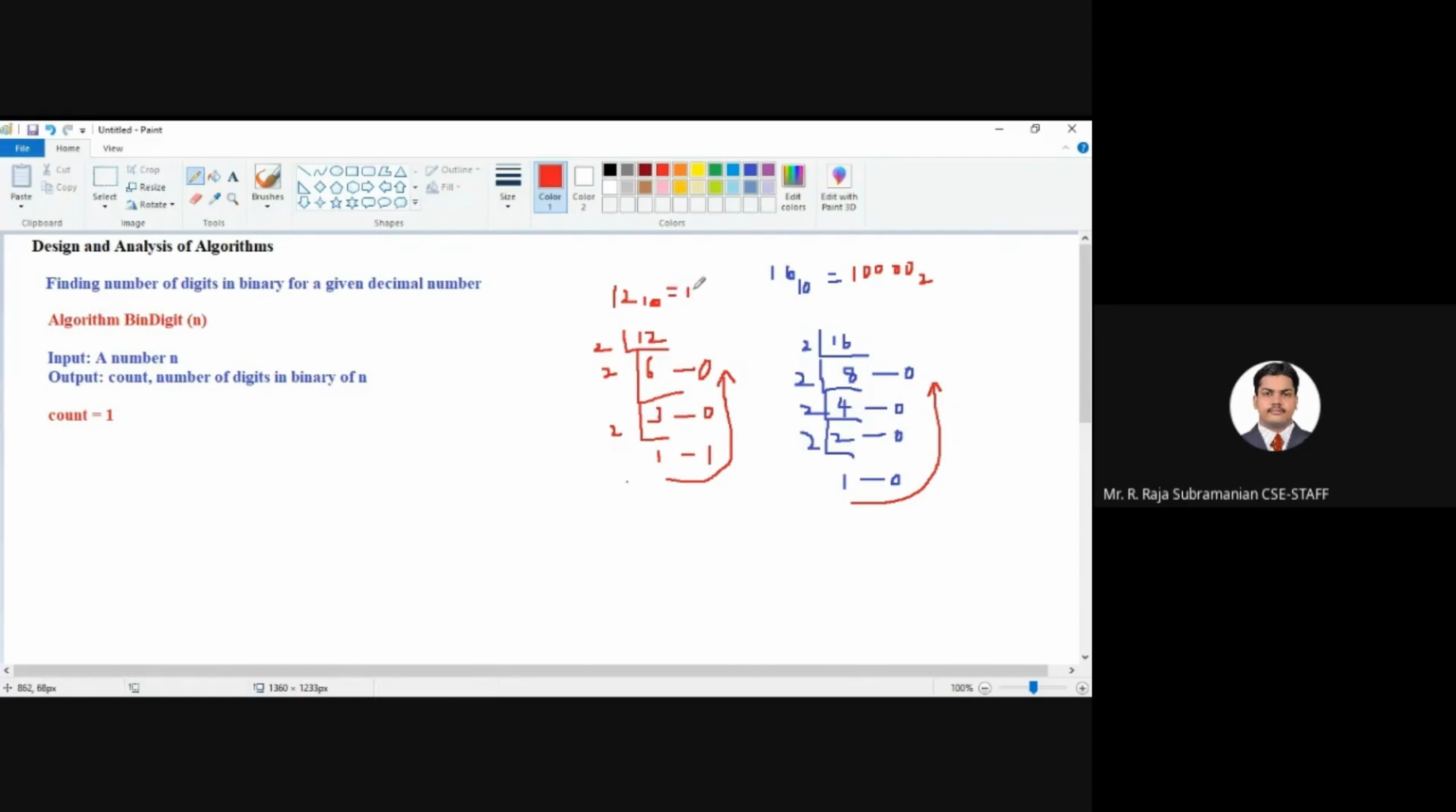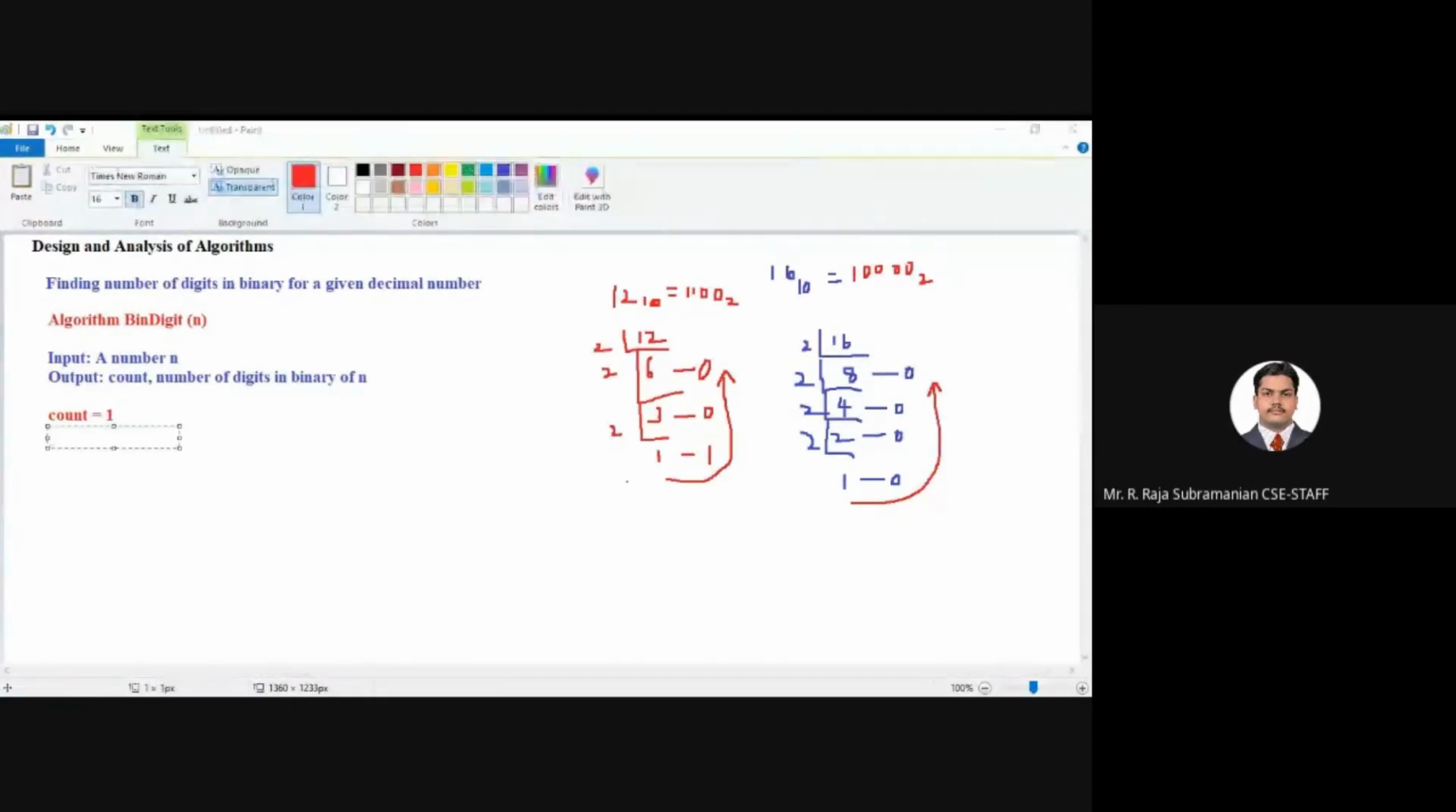So here when I get the number 12, I need to divide it by 2 three times. If I divide 3 times, my output is actually 4. If I divide 4 times, my output is actually 5. So if I divide n times, what will be my output? n plus 1, right? If I divide n times, my output will be n plus 1. Am I right? Yes. So based on that logic, I am proceeding.